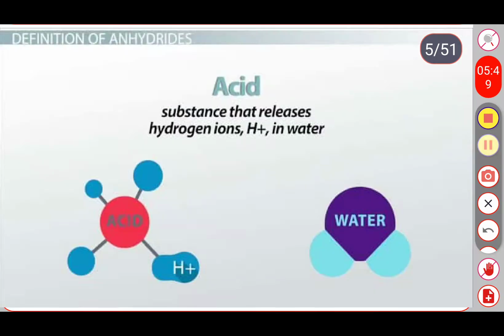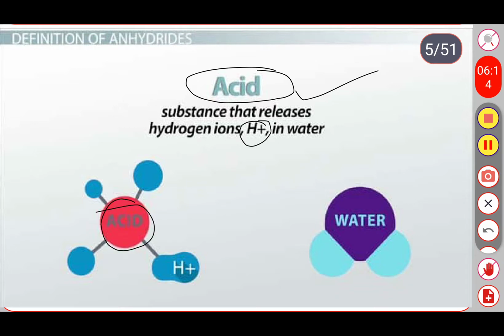So acids are the substances that release hydrogen ions in water. Acids are the substances that, when dissolved in water, release hydrogen ions or H plus ions. So these types of substances are considered acid substances. When the acid dissolves in water, it releases the H plus ion.